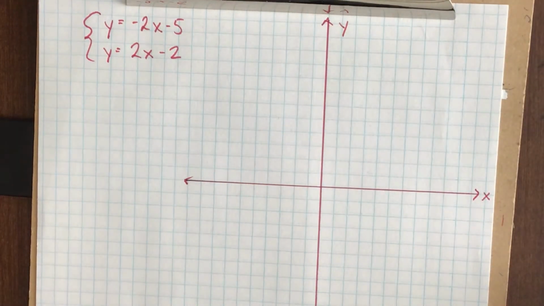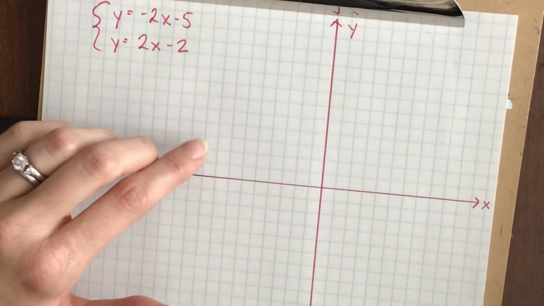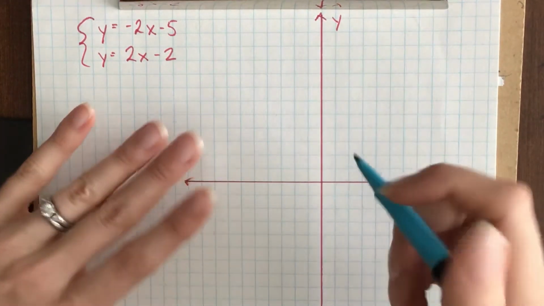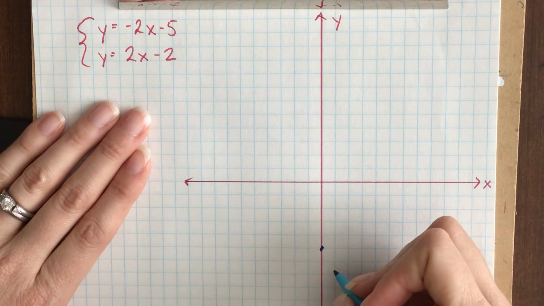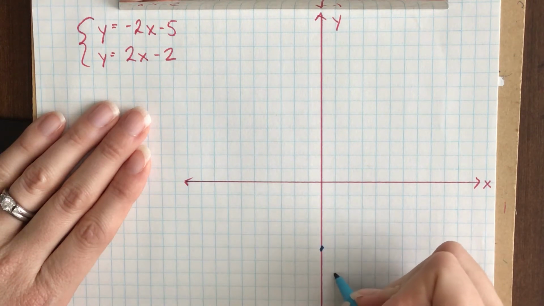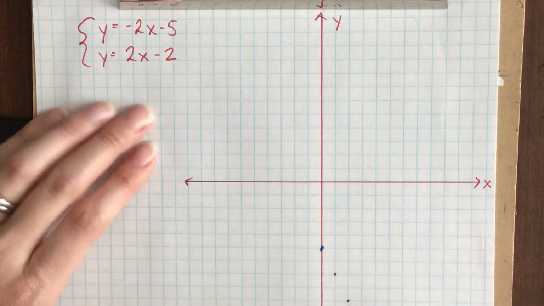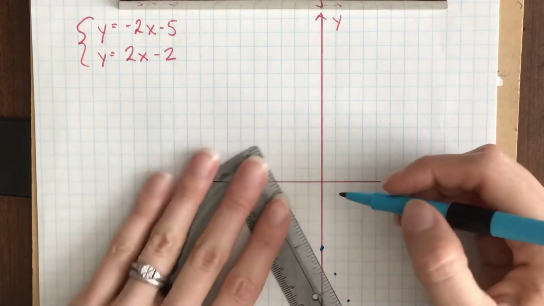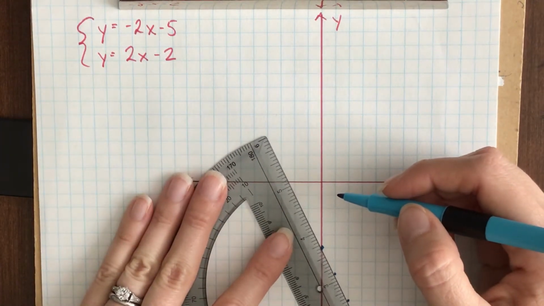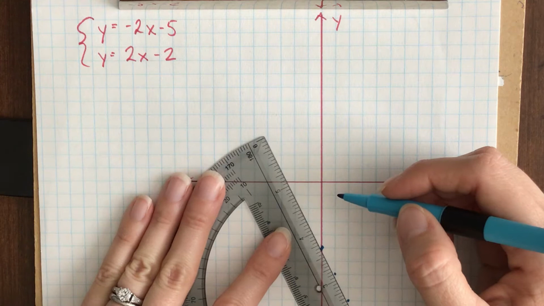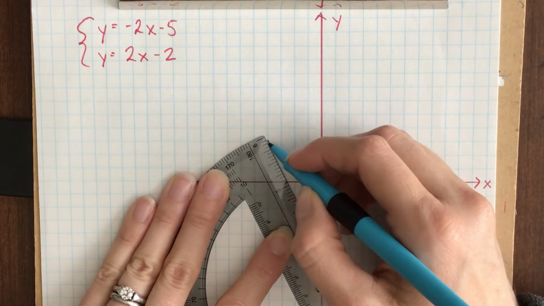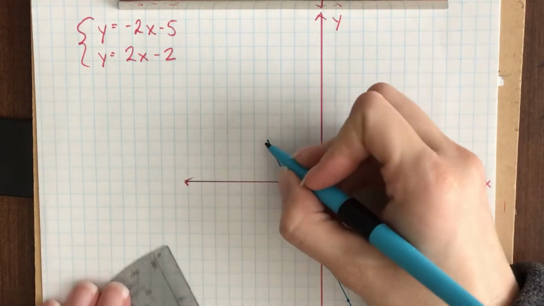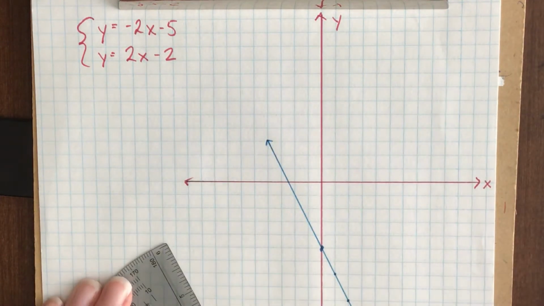All right, so I'm going to graph the first line. My y-intercept is -5 and my slope is -2. So I'm going to go down 2 over 2, down 2 over 2, and so on. Now let me just make sure that I graph this line well. Straight lines and accurate graphing is going to save you when you're solving by graphing.